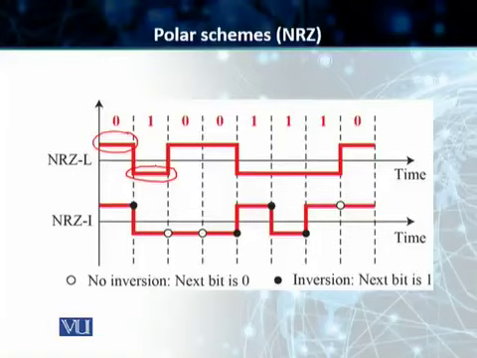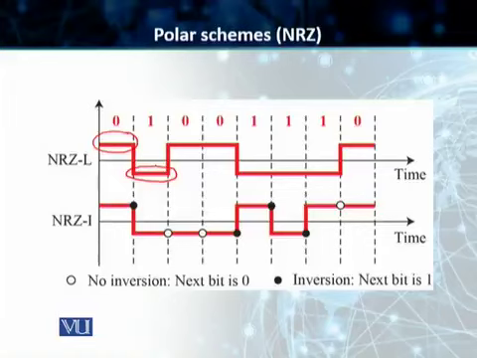We have 2 versions of polar NRZ, non-return to 0: NRZ-L and NRZ-I, where L stands for level and I stands for invert. In NRZ-L, the level of the voltage determines the value of the bit. In the second variant, NRZ-I, the change or lack of change in the level of voltage determines the value of the bit.